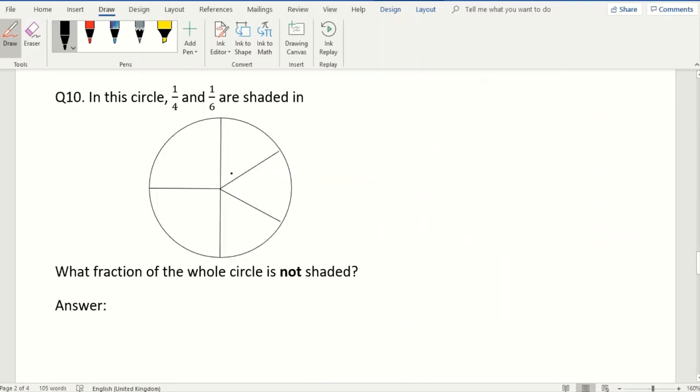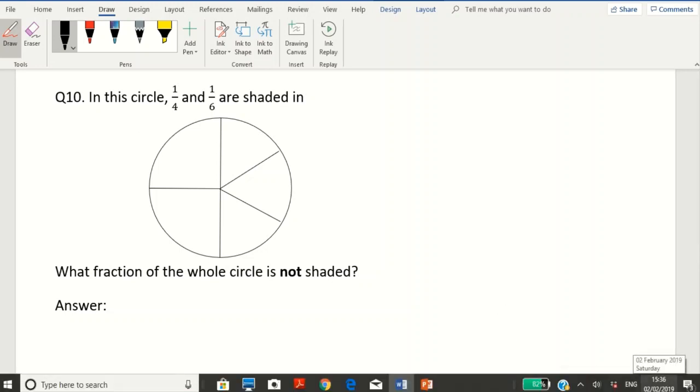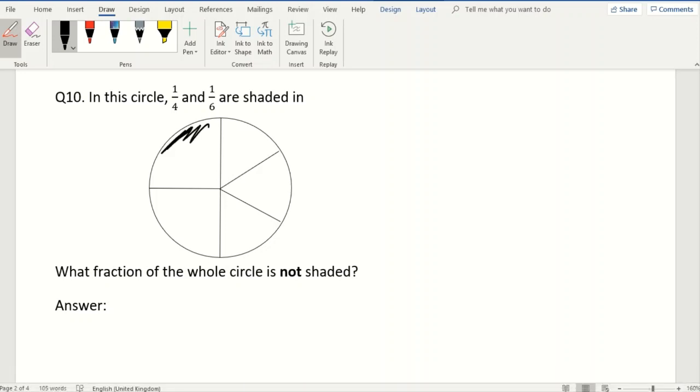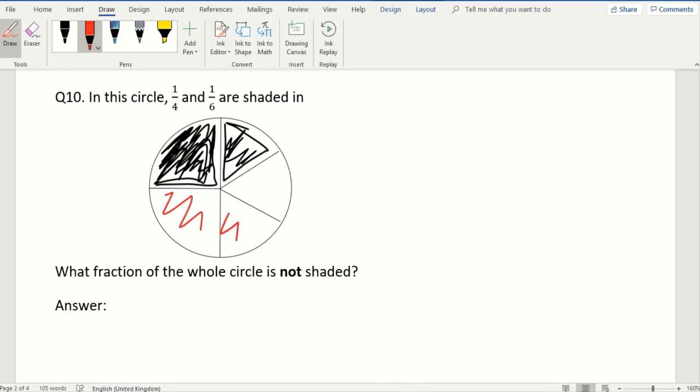In this circle, 1/4 and 1/6 are shaded in. Some of the students that I gave this to got confused because nothing is actually shaded in on the shape. So you actually need to shade it in. There's the shape. Shade in 1/4. Not going to do the whole thing, but you can get the idea. And there is 1/6. Now the problem says, what fraction of the whole circle is not shaded? Well, we know the thing that's not shaded is this, this, and this. The issue is, how do we work it out?